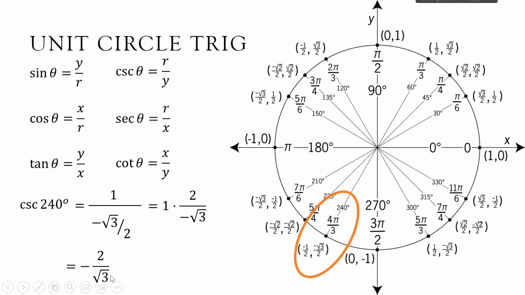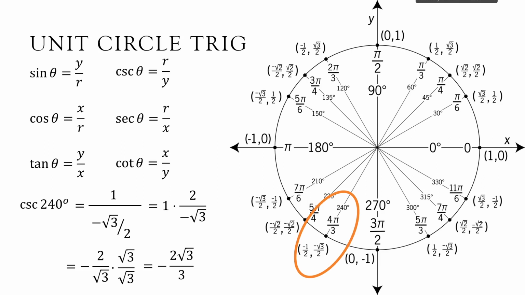Alright, so last thing that I want to mention here, before we get to the final simplification, is that notice that there's a square root on the bottom, and we know that we don't like having a square root on the bottom. So we have to rationalize. That is, I'm going to multiply by the square root of 3 over the square root of 3. That gives me negative 2 square roots of 3 over 3. So this is my cosecant of 240 degrees.